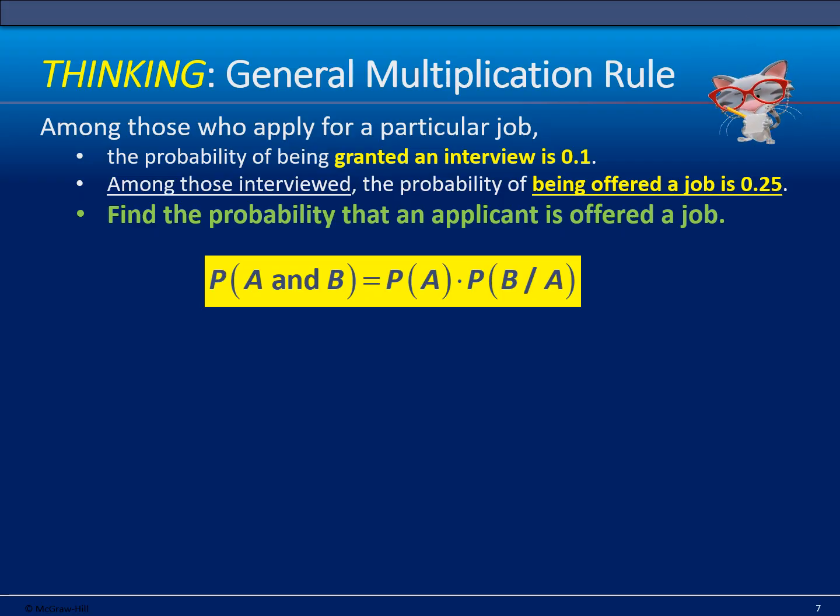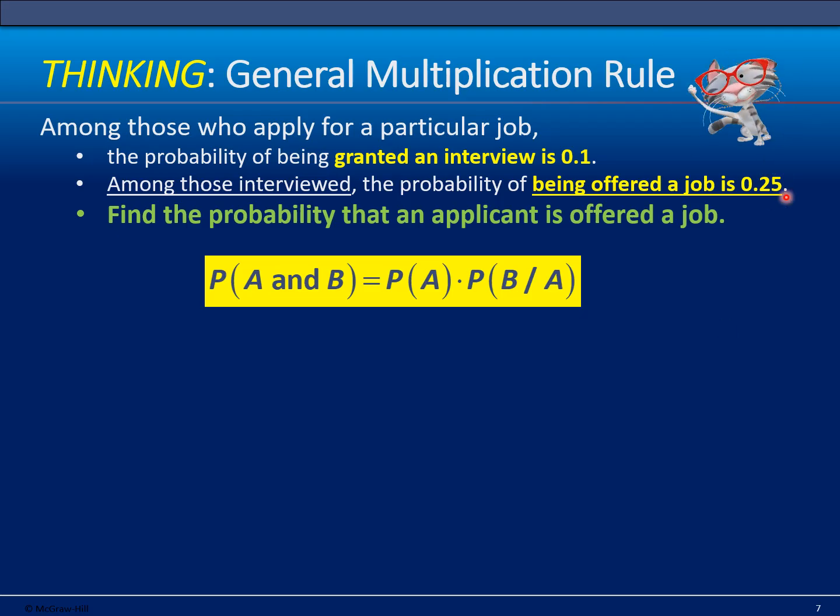So here's a really simple problem. Among those who apply for a job, the probability of being granted an interview is 0.01. Among those interviewed, the probability of being offered a job is 0.25. So after someone's applied for a job, 1 in 10 are actually interviewed. Of those interviewed, looks like 1 in 4 actually gets a job.